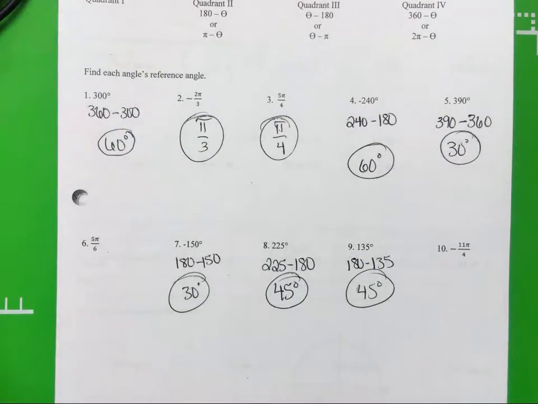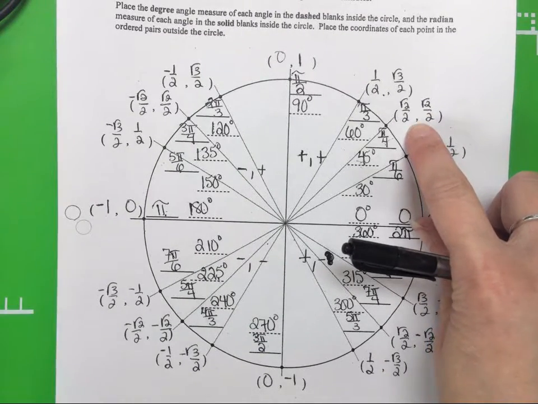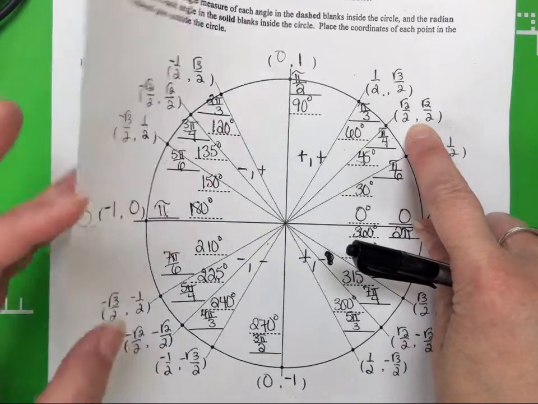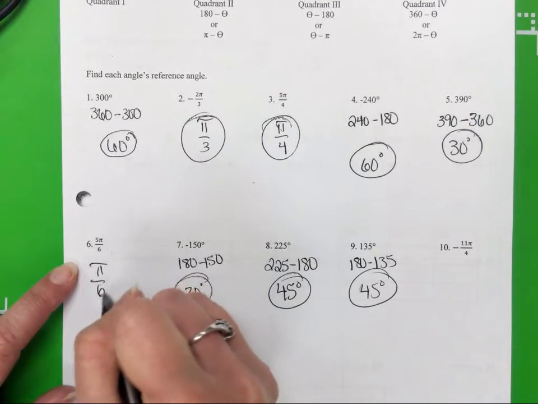All right, look at your unit circle. Here we go. So we have pi over 4 is right here. 5 pi over 4 is right here. They have the same exact numbers, just different signs, right? Y'all with me? All right, what about number 6? What would it be? Pi over 6. Very good.